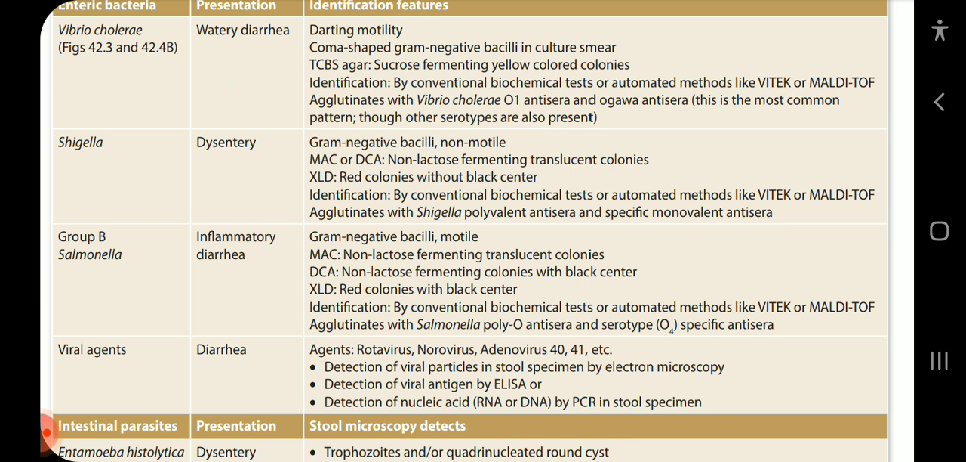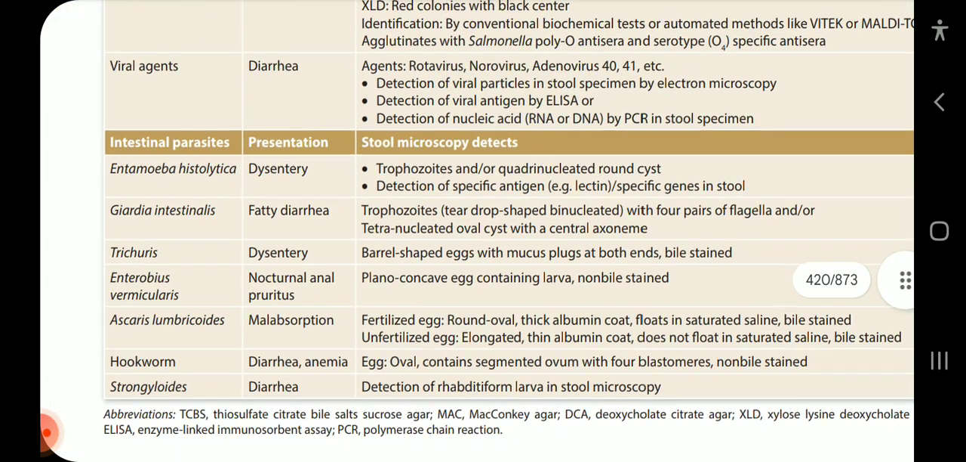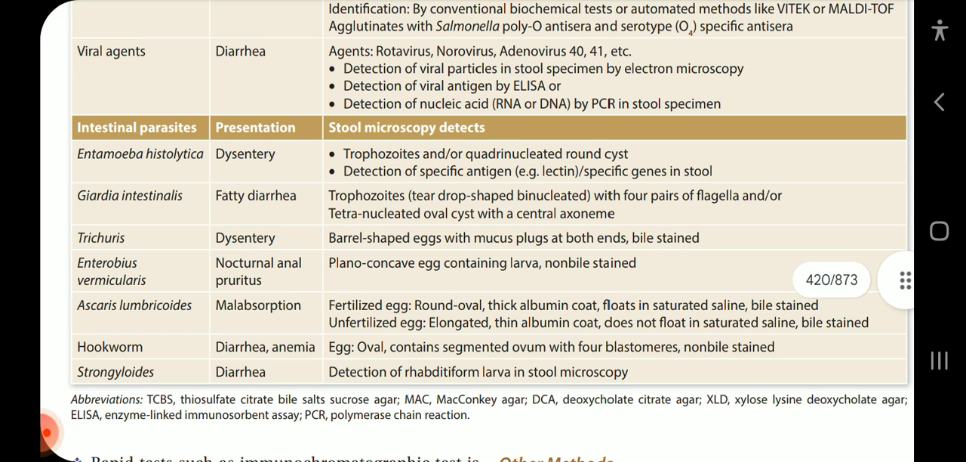Agents: rotavirus, norovirus, adenovirus 40/41, etc. Detection of viral particles in stool specimen by electron microscopy. Detection of viral antigen by ELISA, or detection of nucleic acid, RNA or DNA, by PCR in stool specimen.